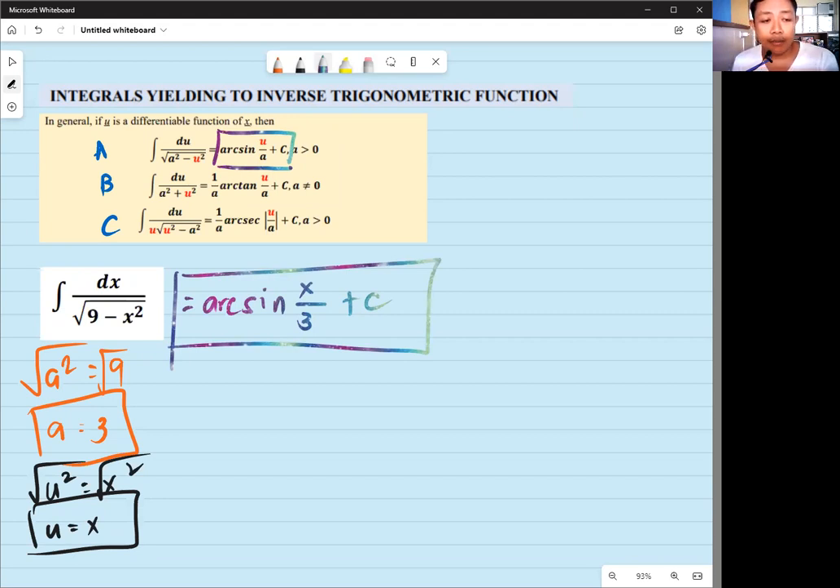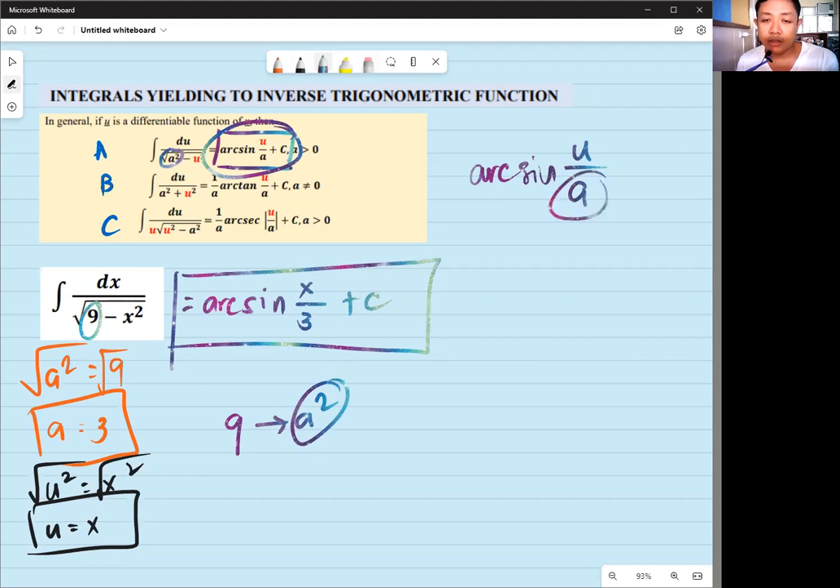Of course, because if you look at it, the pattern is in A squared format. So therefore, this 9 is in A squared format. But look at your formula, it should be arc sine of U over A. It's not even A squared, it's only A. So therefore, we have to solve for the value of this A. And how will you solve for the value of your A?